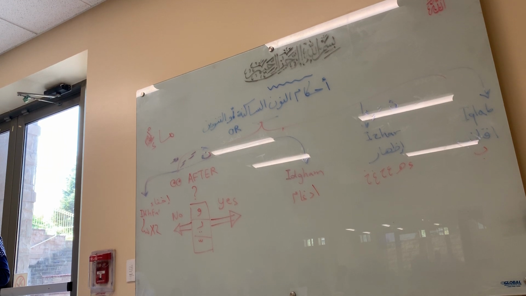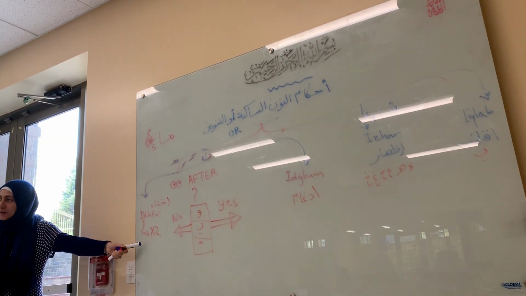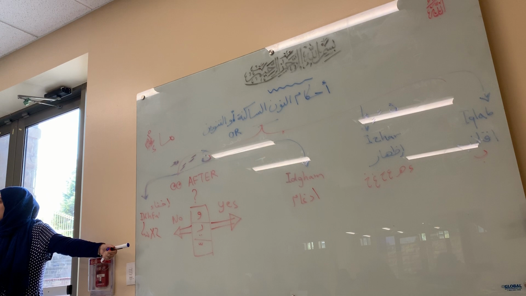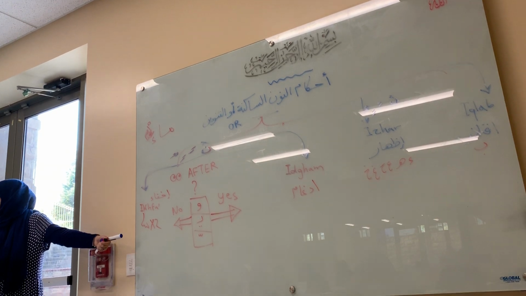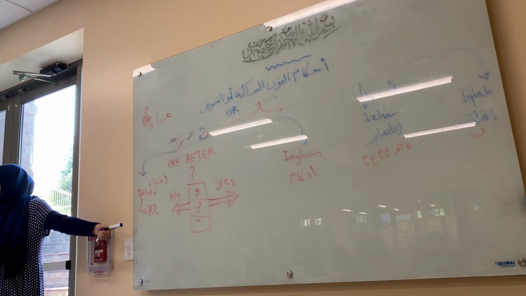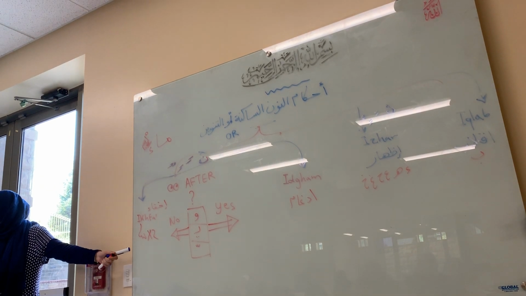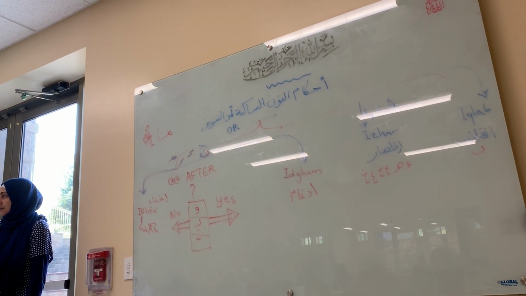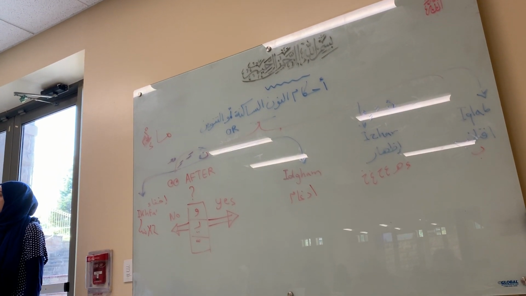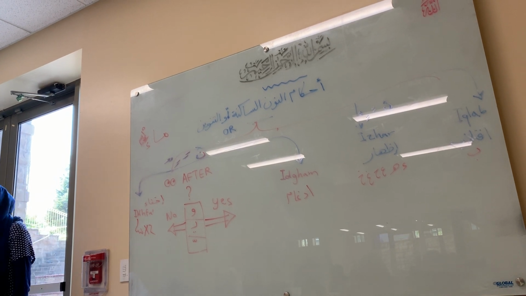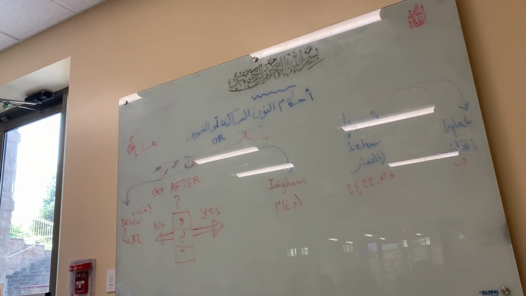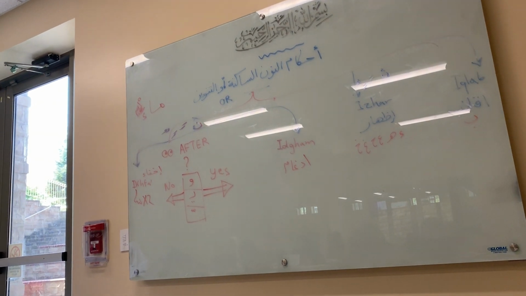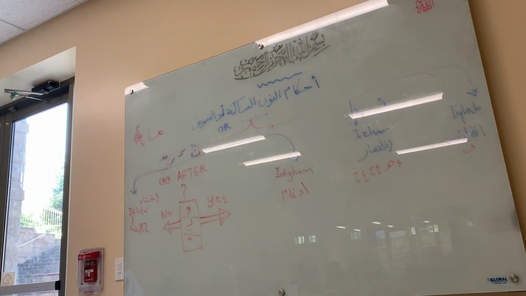This ghunna is a little bit longer than this one, but just to make it easy on people, we say we hold it for 2 counts. But when you are doing it practically, this one is slightly, a tiny bit shorter than the other ghunna, the mim mushaddada or the nun mushaddada. We're going to learn it just by practice. When we say the ayat, we're going to learn how to do it.